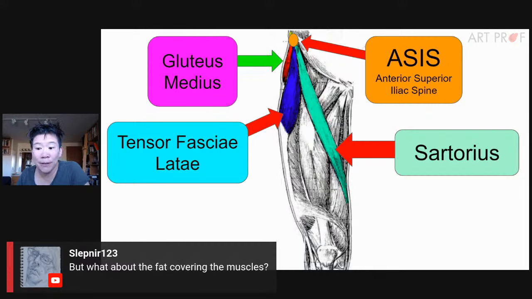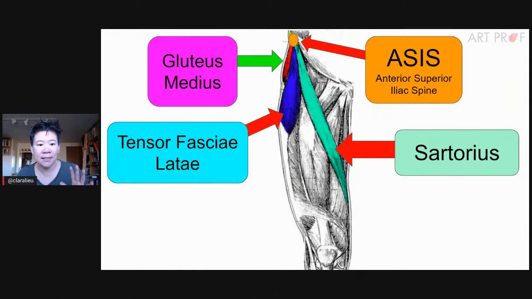Slepnir is asking, what about the fat covering the muscles? Exactly. I mean, that's why it's harder to draw somebody who's not Wolverine, because it's not that pronounced. And so that's where on a larger figure, you're really going to have to rely on those bony landmarks, because those are the only ones that are guaranteed. Seeing somebody's tensor fascia lata very pronounced is not on everybody. Some people have it, other people don't. It really depends.